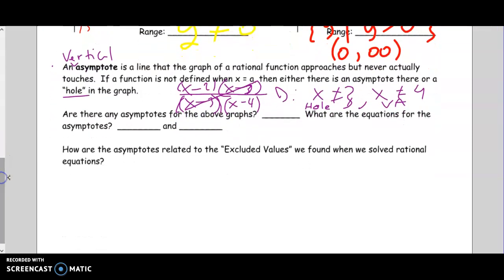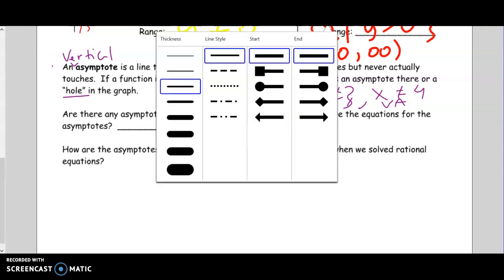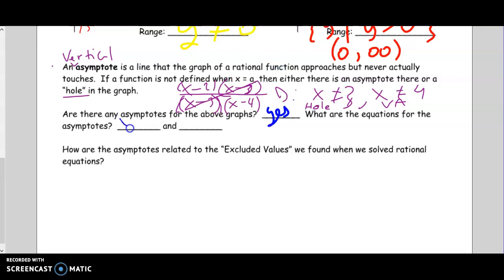Alright, what else do we have? Are there any asymptotes for the above graphs? Yes, they both had vertical and horizontal asymptotes. What are the equations for them? So x equal to 0, that was the vertical asymptote. Y equal to 0 was the horizontal asymptote. And those describe lines. X equal to 0 is a vertical line overlapping the y-axis. Y equal to 0 is a horizontal line overlapping the x-axis.